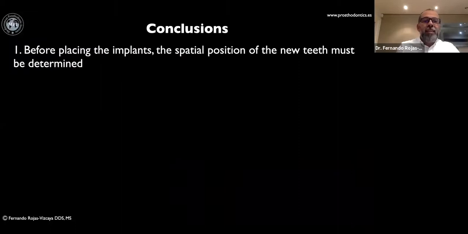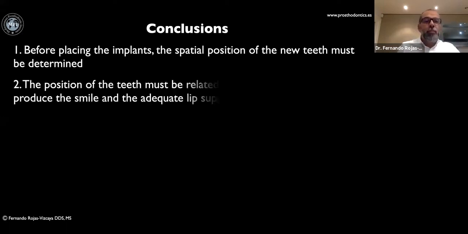So to conclude, before placing any implant, we need to work prosthetically driven. This is the way. You need to first determine where the new teeth are in the edentulous area or in the potential area to place implants. These new teeth need to be related with the face of the patient, with the dynamics of the lip, with the smile of the patient, how the patient speaks, and the position when they smile or when they speak.